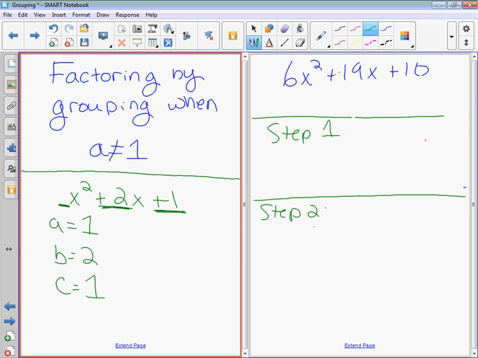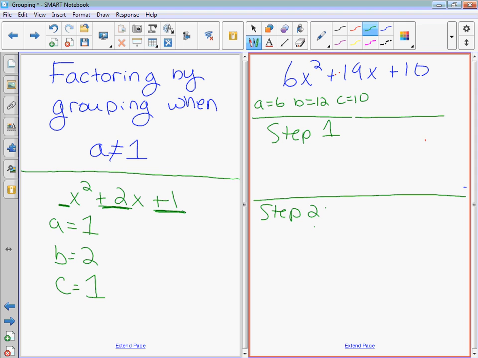So here we have 6x squared plus 19x plus 10. Let's go ahead and label what's what. A is 6, B is 19, C is 10. Now we talked about how you cannot simply find two numbers that multiply to give you positive 10 but that add to 19. This doesn't exist. This is the problem that we have with factoring more complicated problems, in any problems where A is not 1. In this case, A is 6.